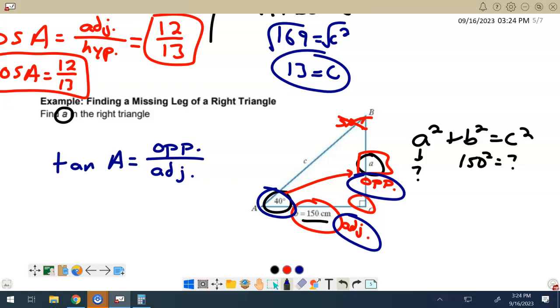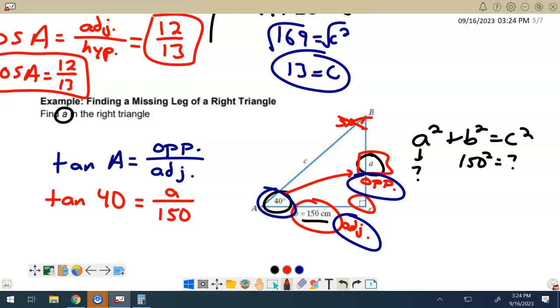Right, so we'll plug all the numbers in that I've been provided here. So the angle is 40 degrees. So I'll plug that in for A, right? That's the angle. The opposite, I don't know. I'm calling that lowercase a, so I'll just stick with that as my variable. And then the adjacent side is B, which is equal to 150. Right. So that's my formula.